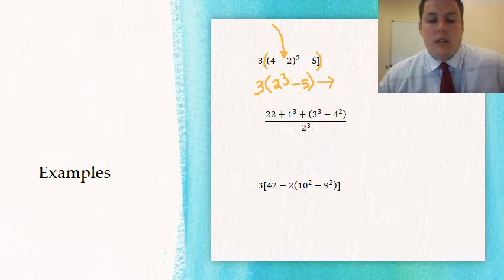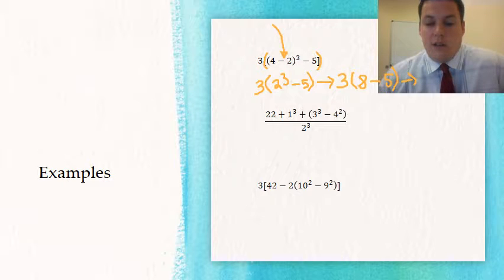I'm still working inside the parentheses, so I have to do the exponent first. I'm still doing parentheses first. But I have to do this exponent because that's my next step. 2 to the third power is 8 minus 5.